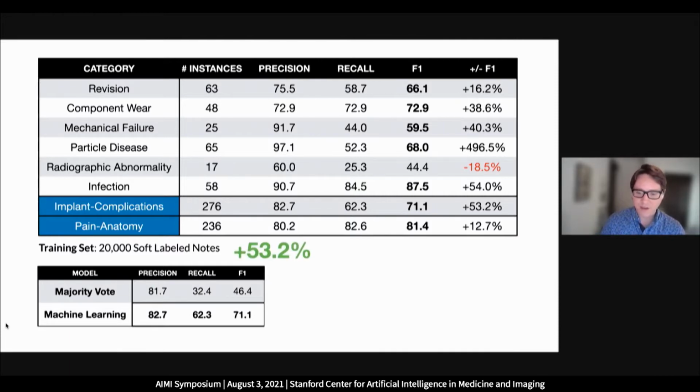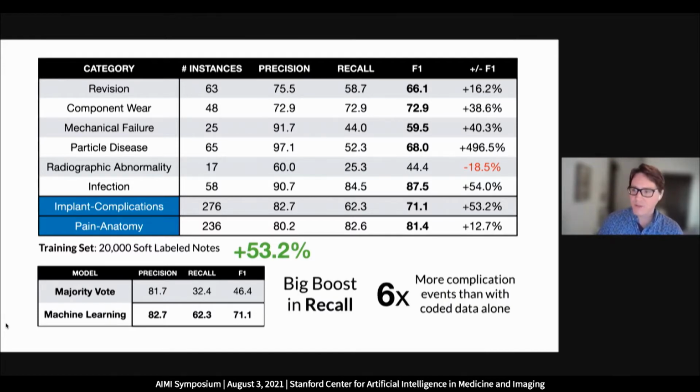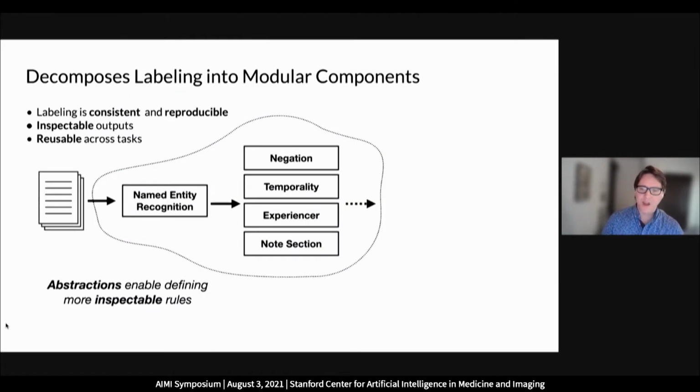And what we found is that we saw pretty dramatic improvements in performance, over a 53% improvement in F1, and really big boosts in recall of our model, where we found 6 times more complication events than with coded data alone. And what was really attractive about this process is that it decomposes expert labeling into modular components and provides a way to have labeling that is consistent and reproducible and provides inspectable outputs. And by thinking modularly about this problem, we can reuse these individual pieces across different tasks.